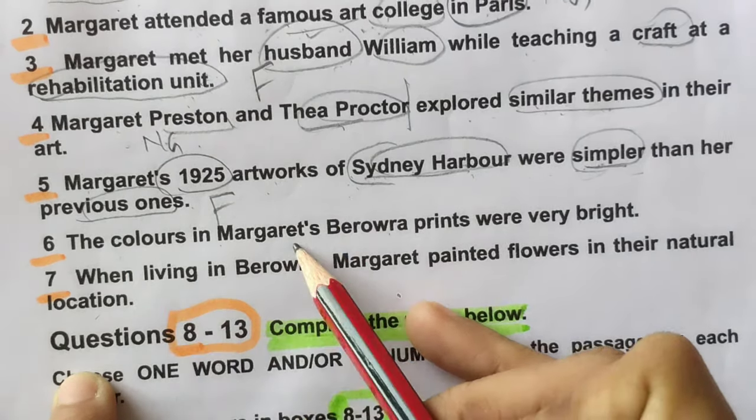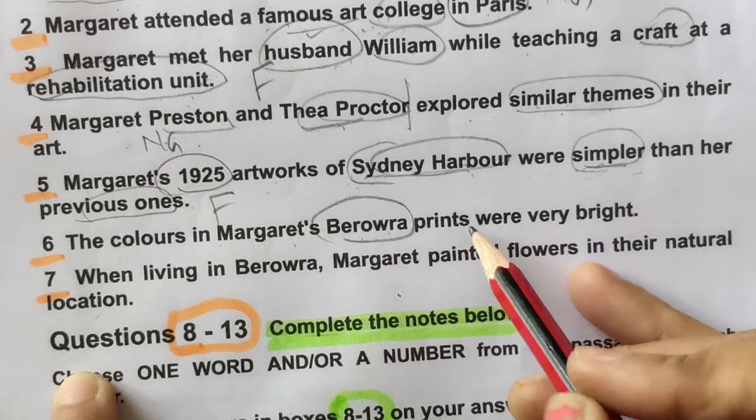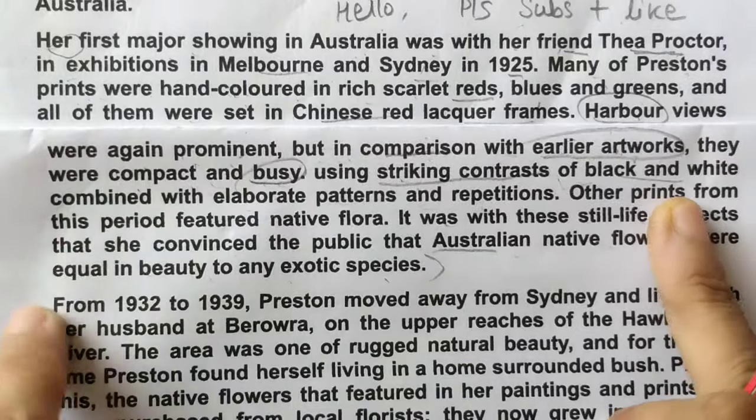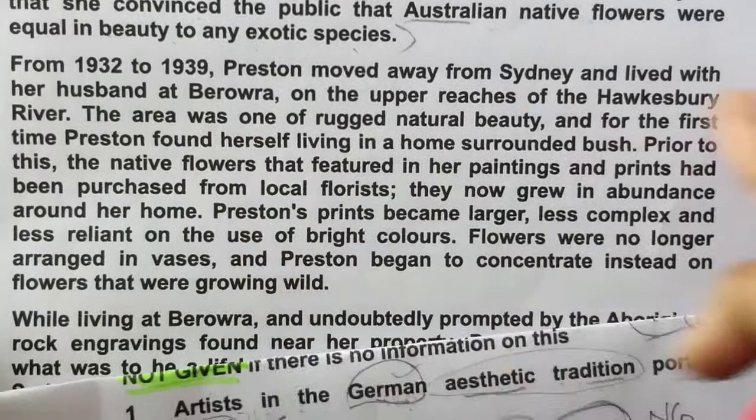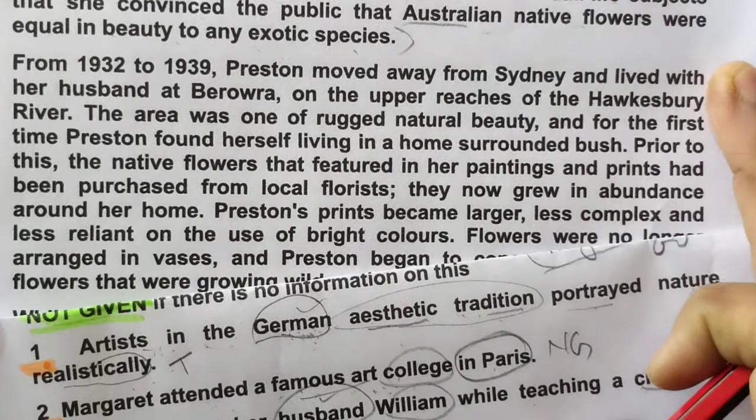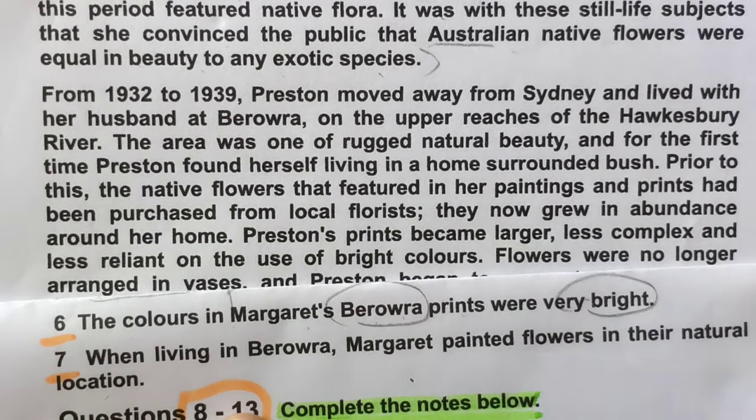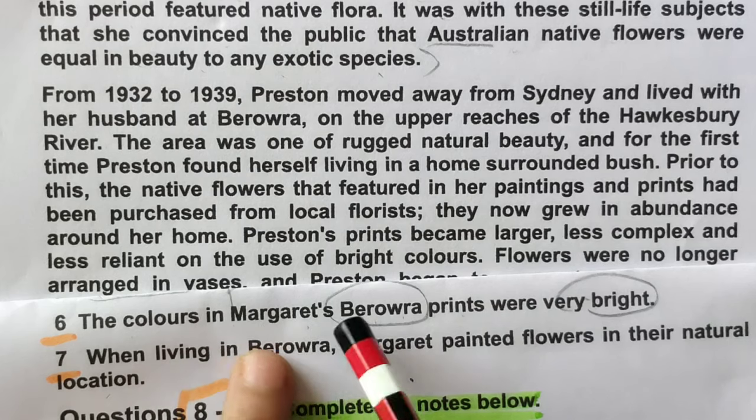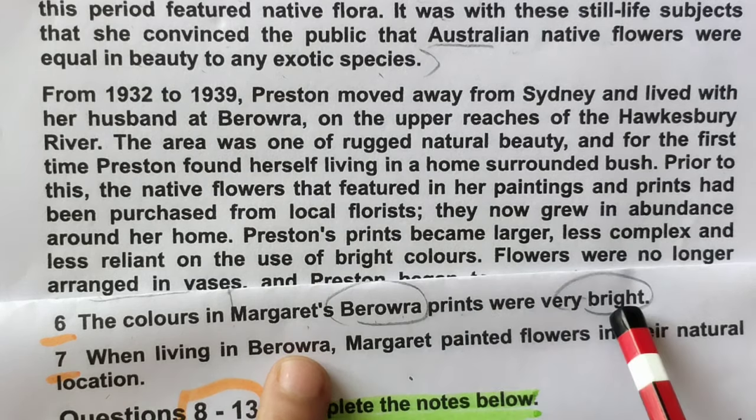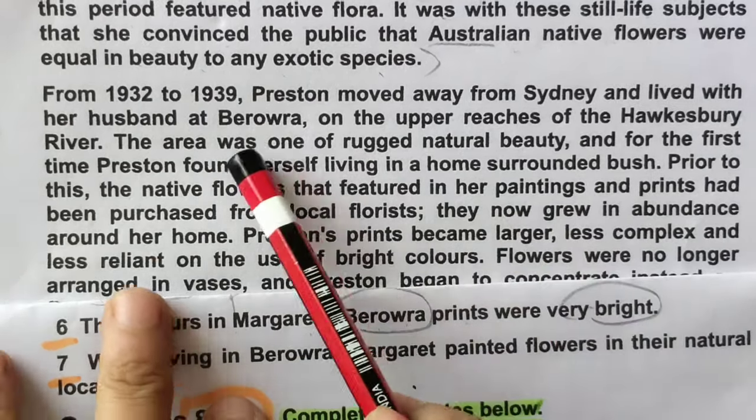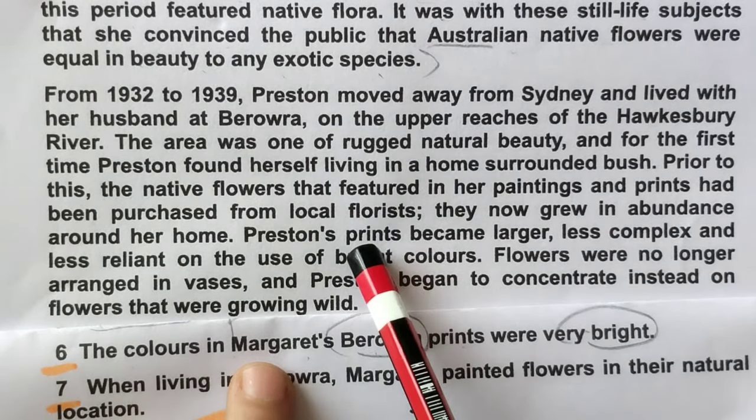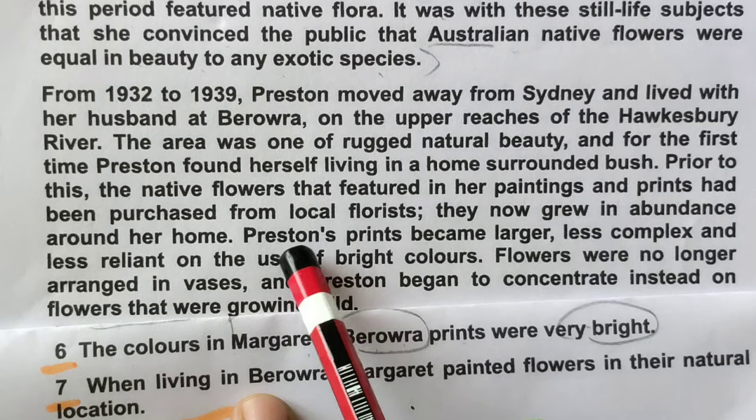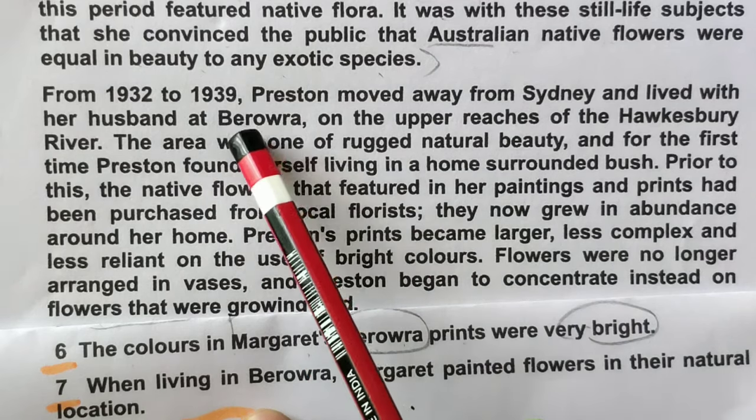The colors in Margaret's Birregurra prints were bright. Okay, sixth number, the colors, Birregurra. So Birregurra is here. So this paragraph we will read, because here the colors in Margaret's Birregurra prints were very bright. Okay, so they have started from here, and we can read the prints also. Let's read it from here.